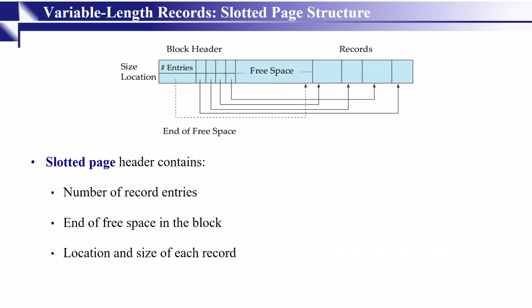For variable length records, the slotted page structure is a key technique. The header of each block tracks the number of records, the end of free space, and the location and size of each record. This layout, as you can see in this image, allows dynamic allocation of space and makes it ideal for records of varying lengths.